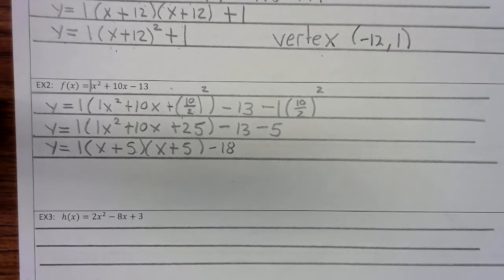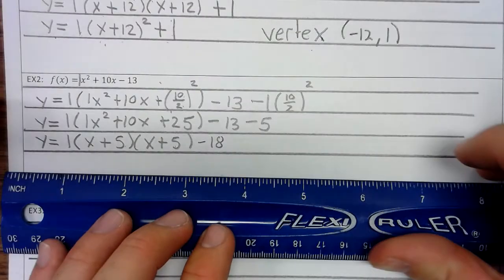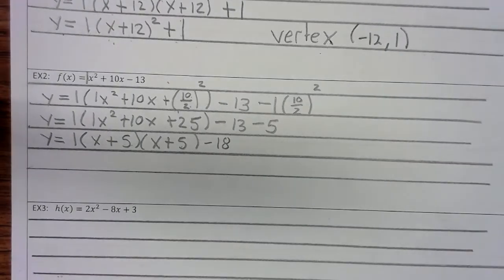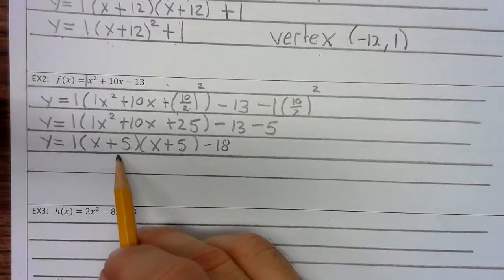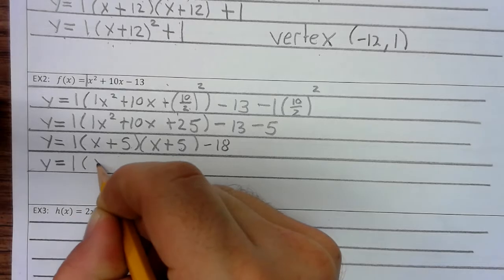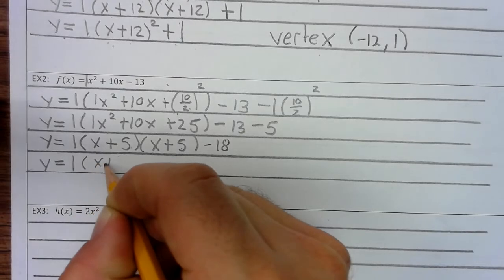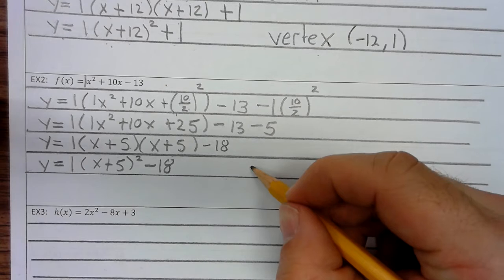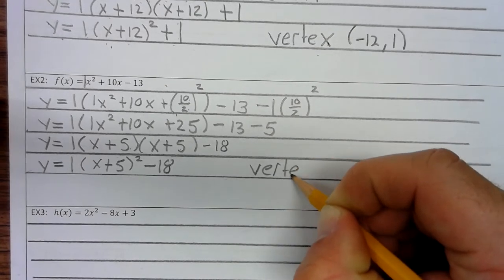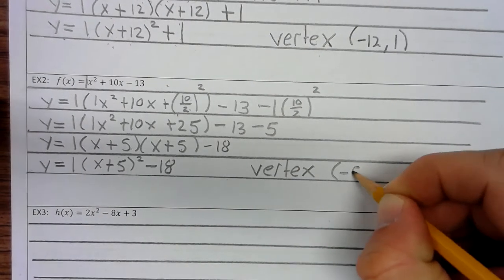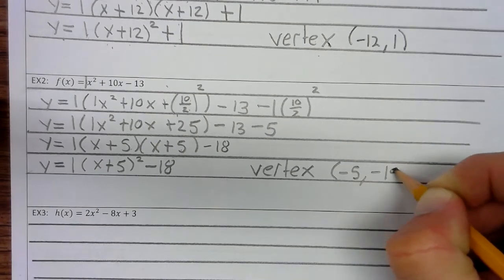I apologize, I need one more line here. So then we know that x plus 5 times x plus 5 is x plus 5 squared. So we get y equals 1 x plus 5 squared minus 18. And so the vertex is x minus h, so that's negative 5, plus k, so minus 18.